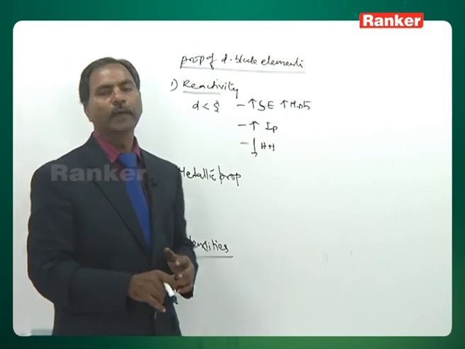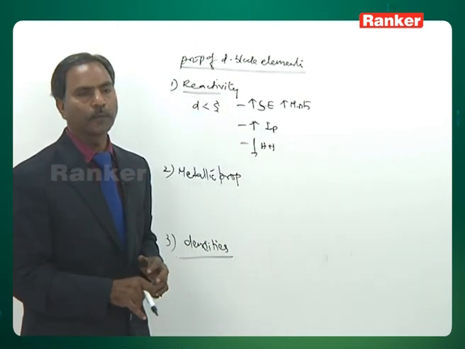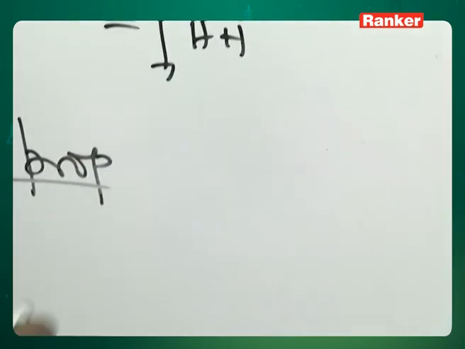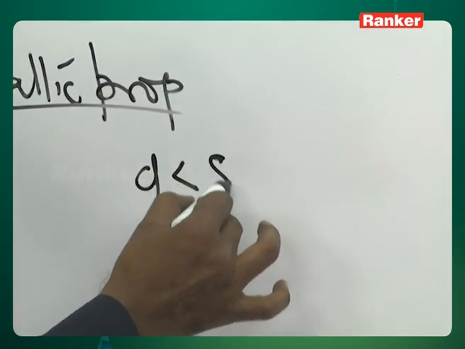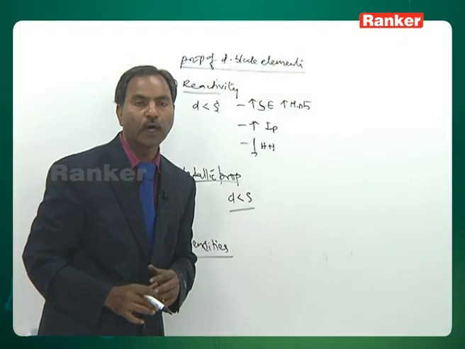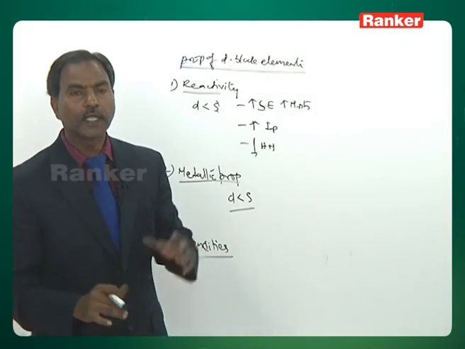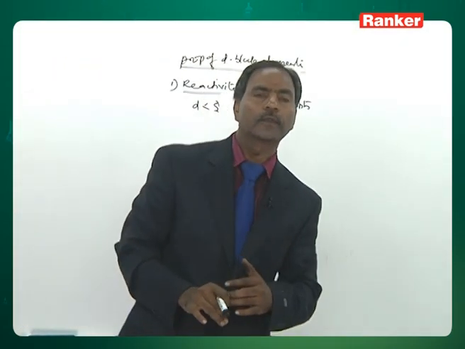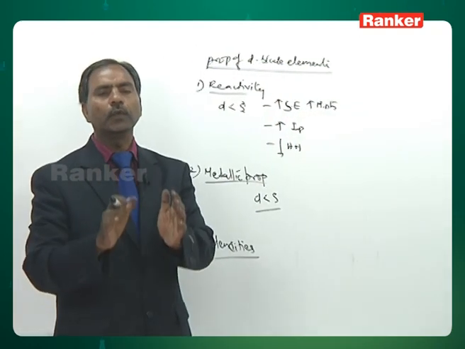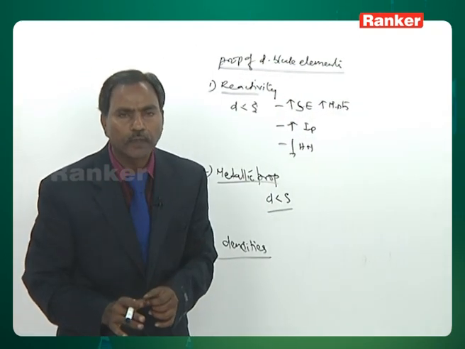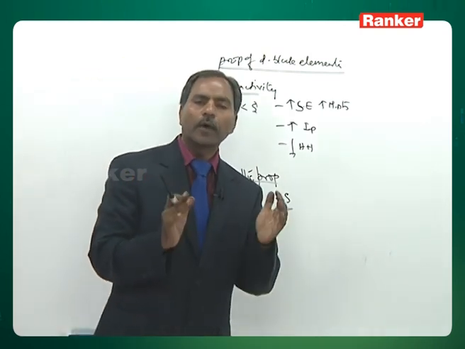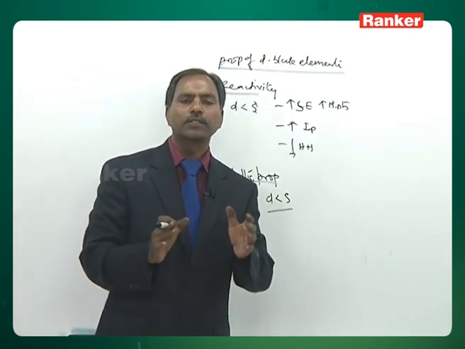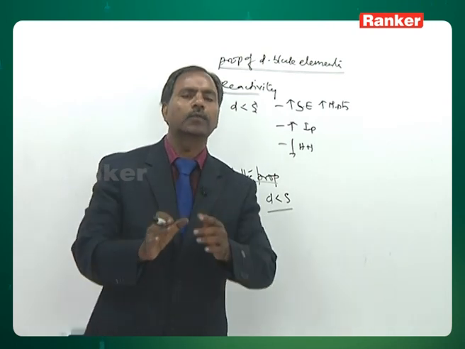Coming to metallic property. D block elements are less metallic than s block elements. Why less metallic? What is metallic property actually? The tendency to lose electrons, we call it the metallic property. So, consider among d and s block elements which has the greater tendency to lose electrons.